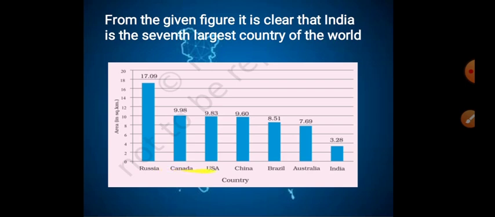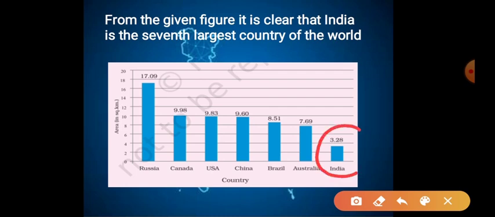So these are the countries and these are the figures of areas in square kilometers. As we see clearly, India is ranked in 7th position. First one is Russia, second Canada, third USA, fourth China, fifth Brazil, sixth Australia, and then in seventh number there is India.